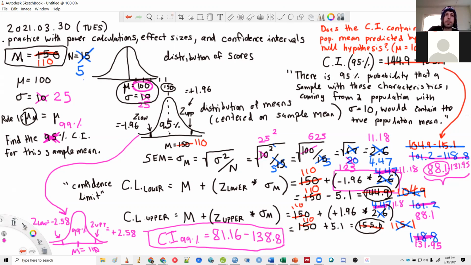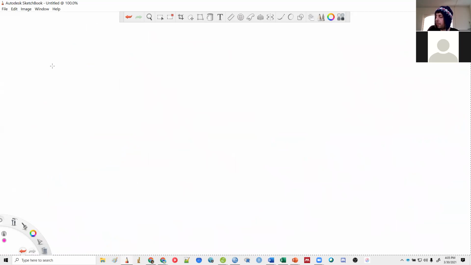So that's some confidence interval calculations. And confidence interval calculations are going to pop up repeatedly. So for now, let me just save that. And let's do some power calculations. All right, so statistical power.